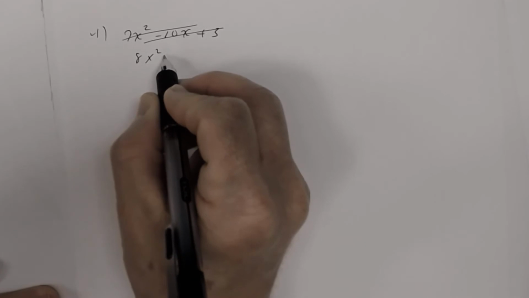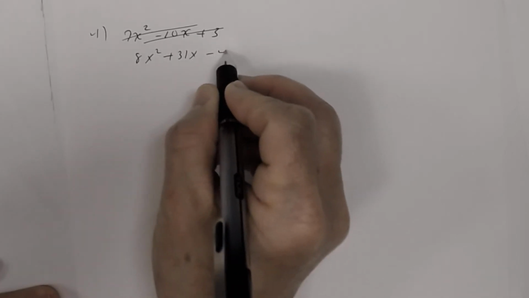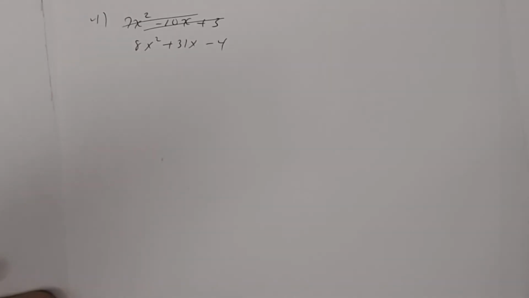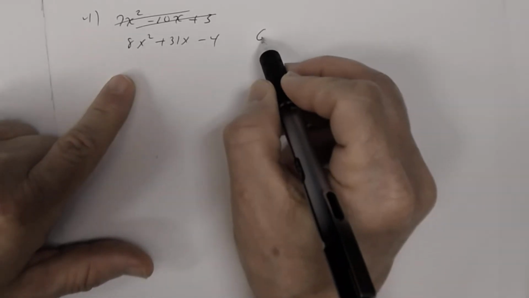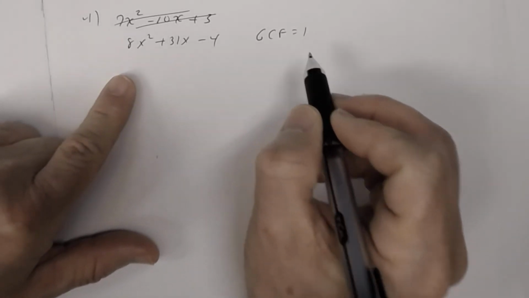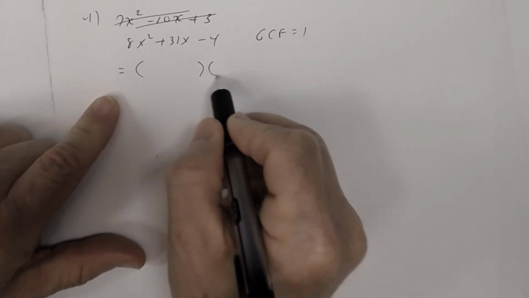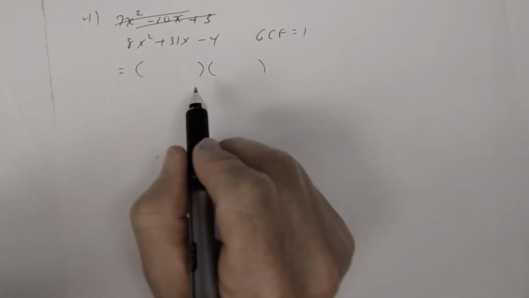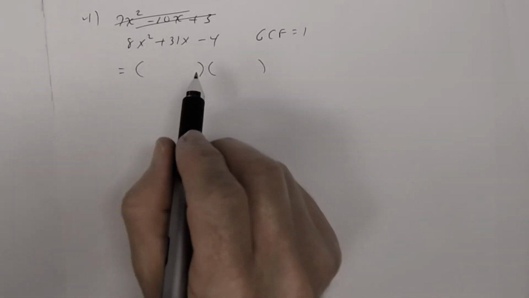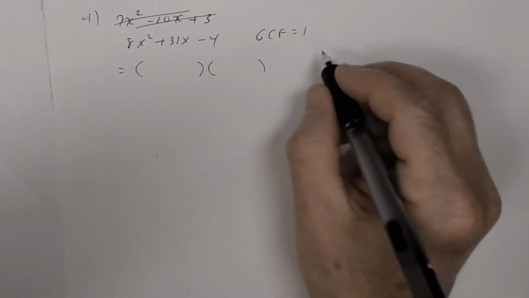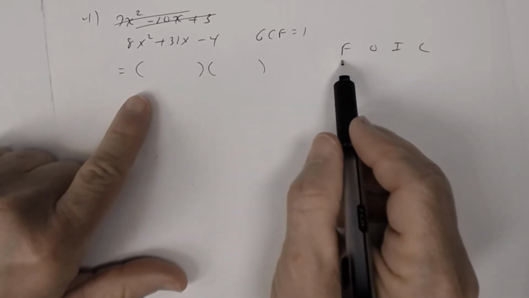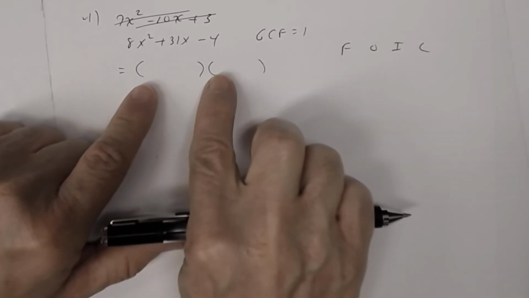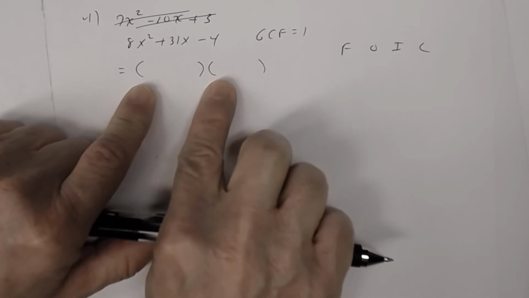8x squared plus 31x minus 4. So 8x squared plus 31x minus 4. Okay, so it's in descending order. The GCF is 1. So once the GCF is 1, I'm going to go directly to the two binomials. And again, if I try all possibilities and nothing works, then we say it's prime. And again, we're going to use the FOIL method, trial and error. All right, so let's think about F. Always go to F first. So what two factors multiplied together will give me 8x squared?